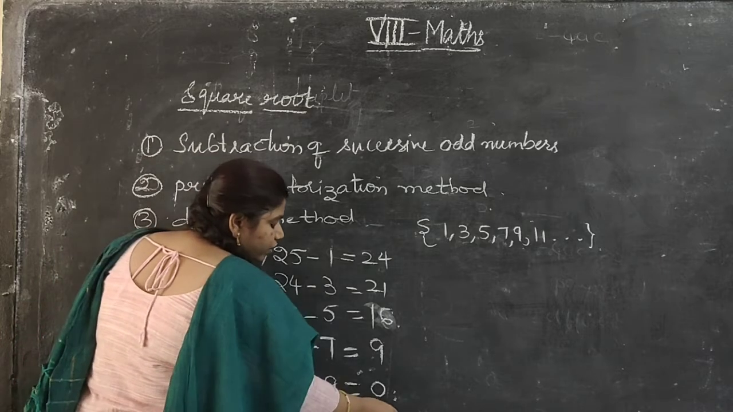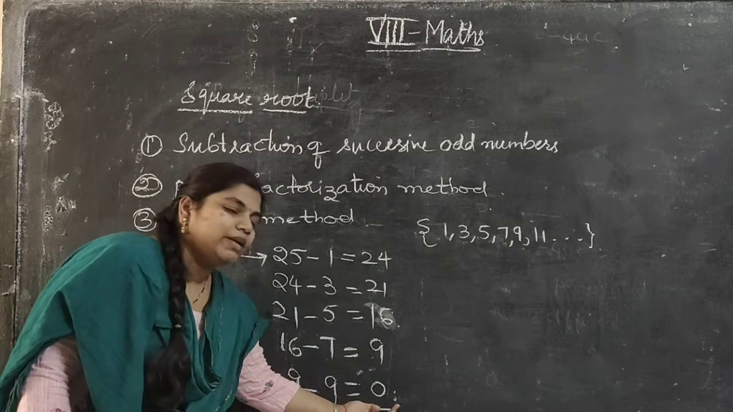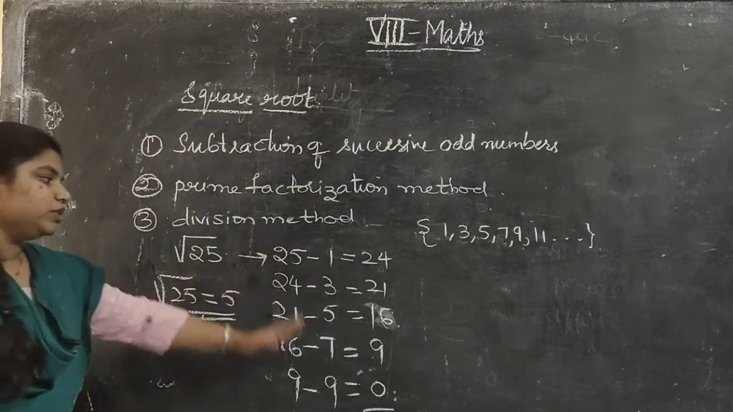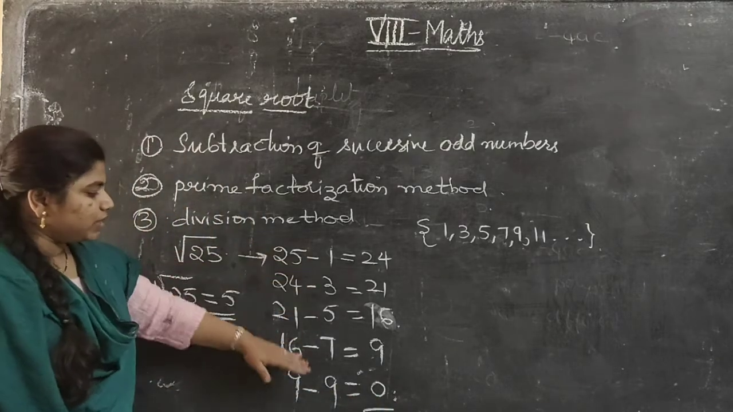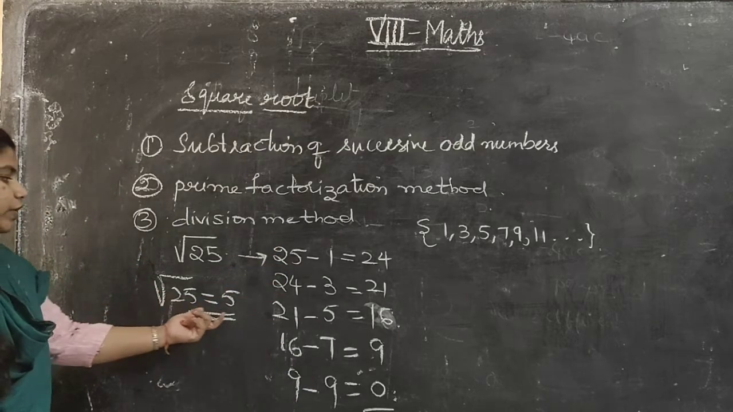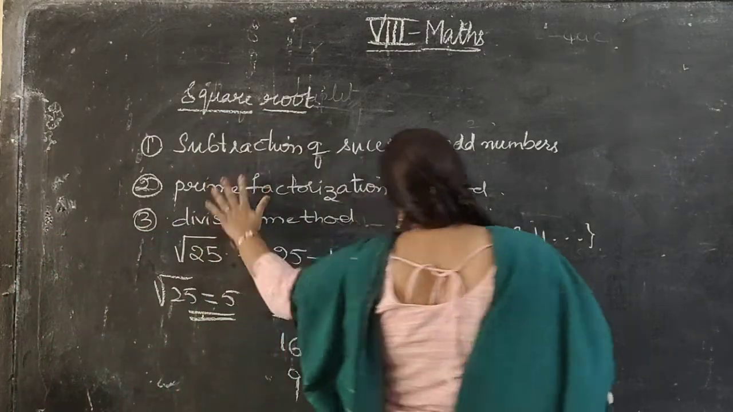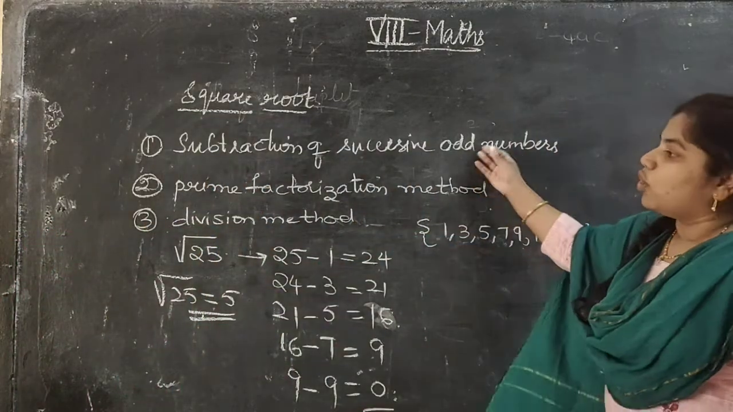So where do you have to stop? Till you get 0 we have to continue this process. So how many times have we subtracted? We have subtracted 5 times. So what is the square root of 25 here? The square root of 25 is 5. So this is the first method, that is subtraction of successive odd numbers.